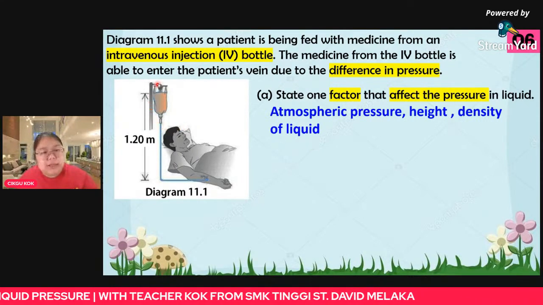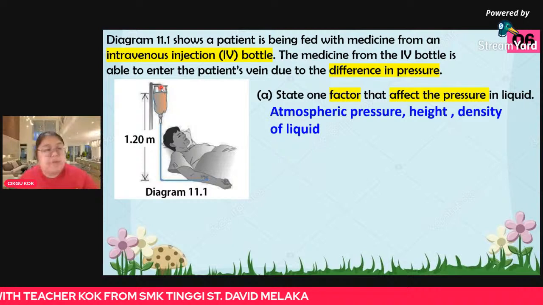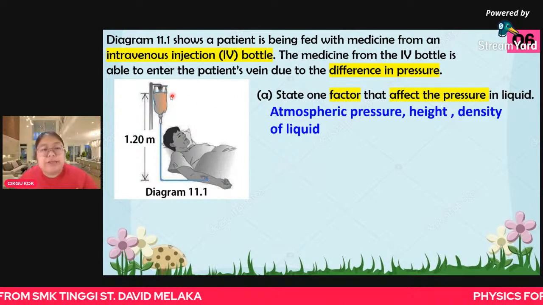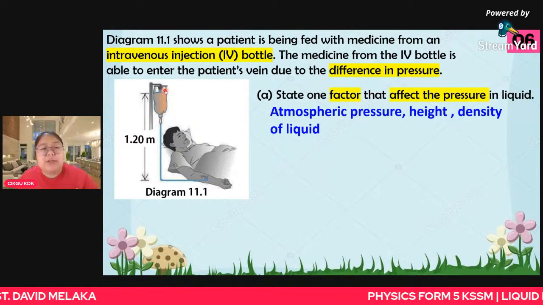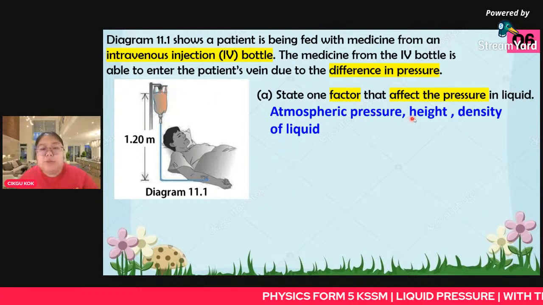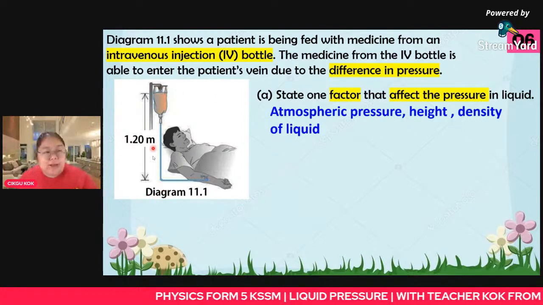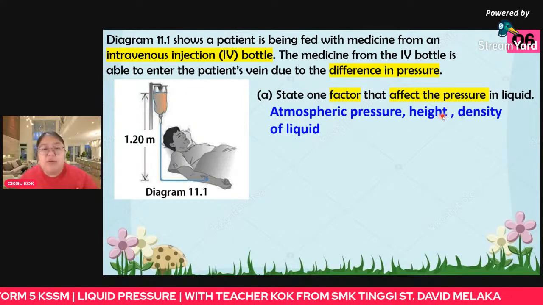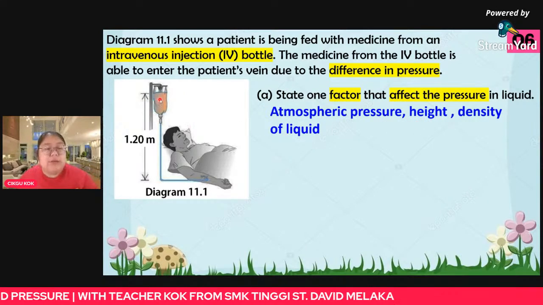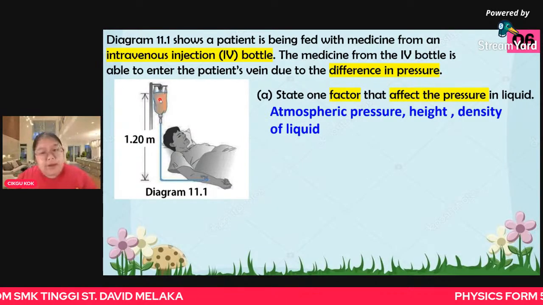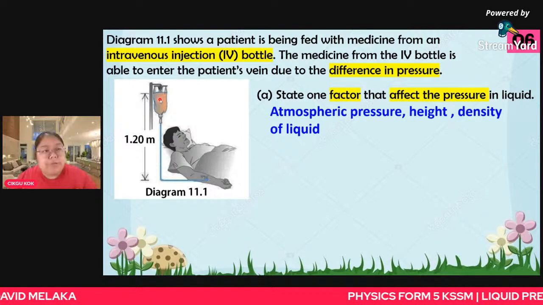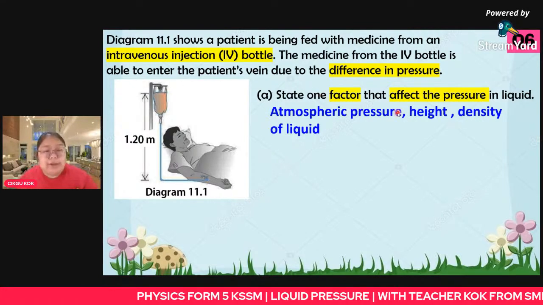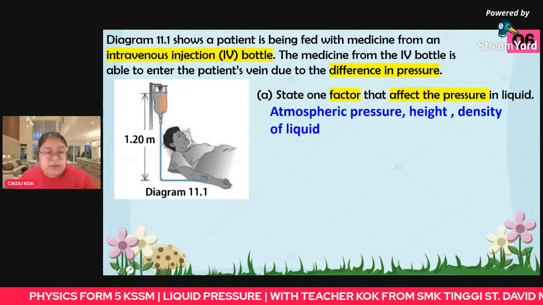So you can see, if I use the intravenous, inside there is atmospheric pressure, is it? So the atmospheric pressure trapped inside the intravenous will also be affected. Number 2 is the height, the different height between the patient and the intravenous injection. And also the density of the liquid. If you are using a different liquid, maybe using blood, that means the factor for the liquid pressure will be disturbed. So from here, there are some of the factors that affect the liquid pressure.